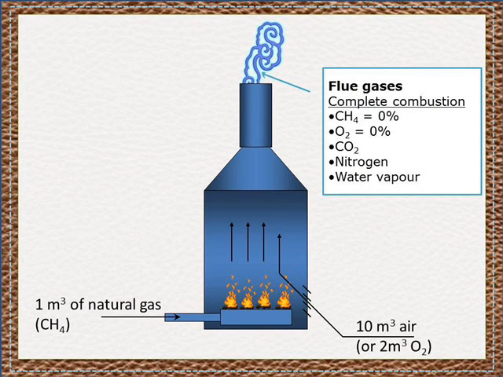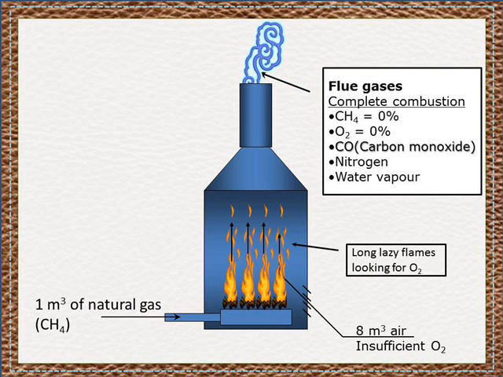This is a pictorial representation of a space heater burning 1 cubic metre of natural gas. You can see there's 1 cubic metre of natural gas going in, 10 cubic metres of air, which means 2 cubic metres of oxygen. In the flue gases produced by this combustion process there is 0% methane gas and no oxygen going out. The only things going out are carbon dioxide, some nitrogen and water vapour.